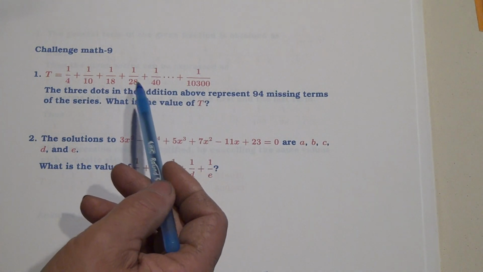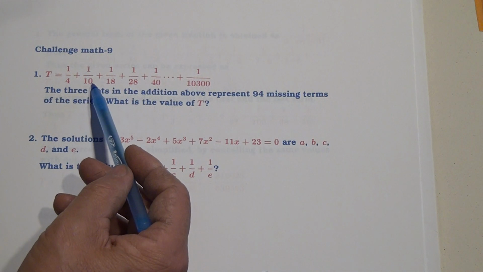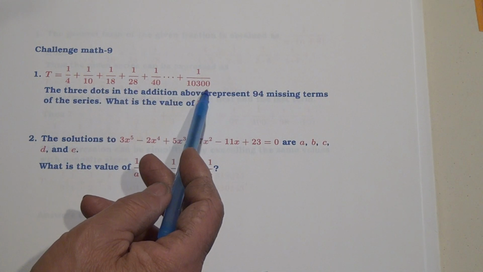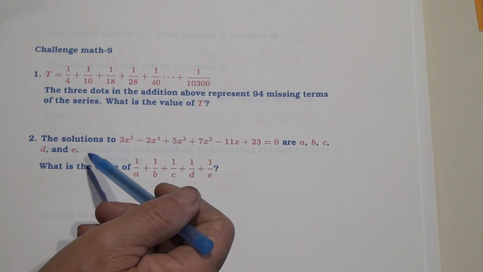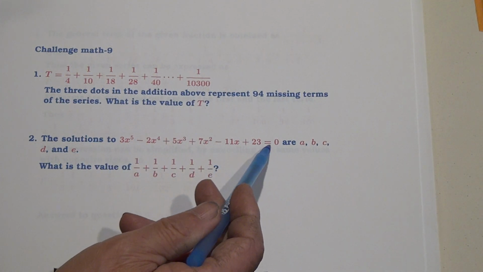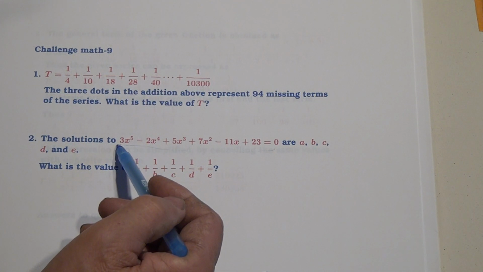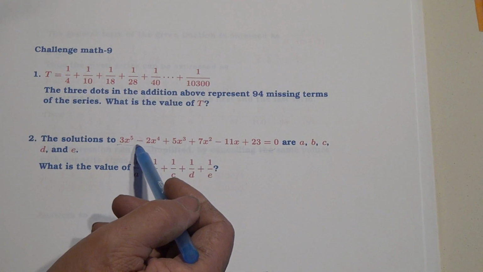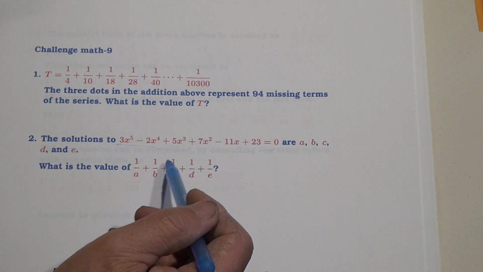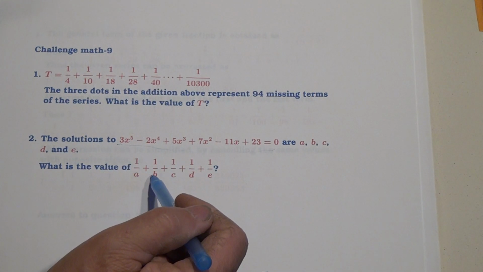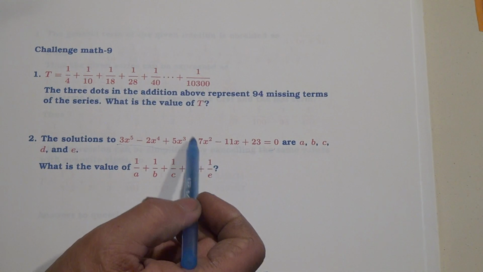Now, another one. What is the value of t? 1 over 4 plus 1 over 10 plus 1 over 18, all the way up to 1 over 10,300. And the second one. When you have this kind of polynomial, and let's say the solutions to that equation are a, b, c, d, and e, then what is 1 over a plus 1 over b plus 1 over c plus 1 over d plus 1 over e?